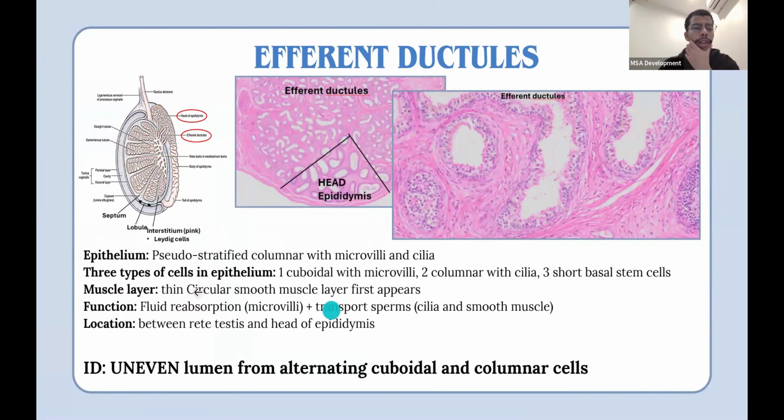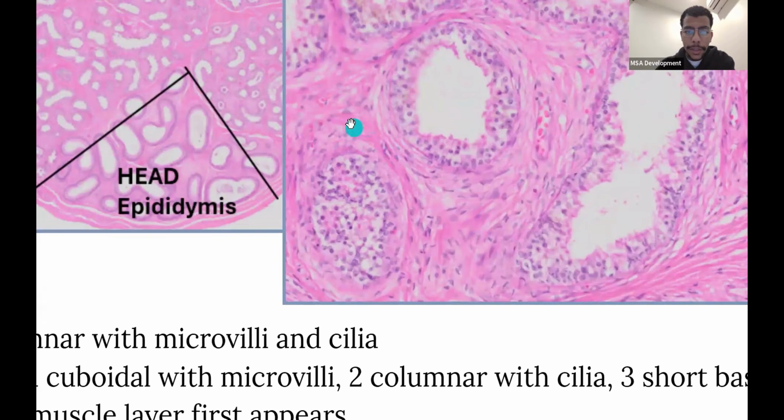Okay. And you have to know the 3 types of cells, which is cuboidal with microvilli and columnar with cilia. That's why it's what? Uneven. And short basal stem cells, honestly you can just know it. Why not? And there's a thin circular smooth muscle layer, okay, which is, honestly, I'm not sure if you guys can see it, but can you see this thin layer of smooth muscle around it?